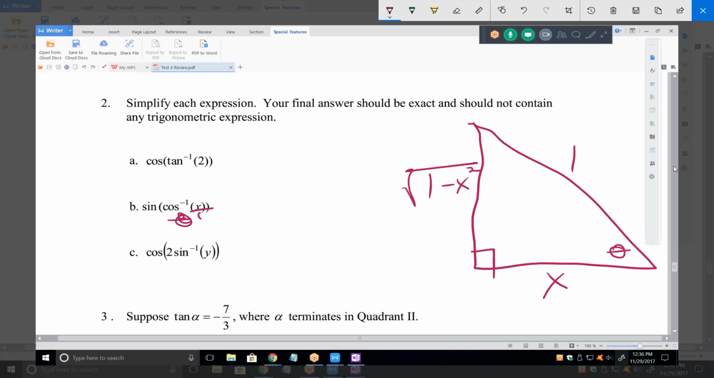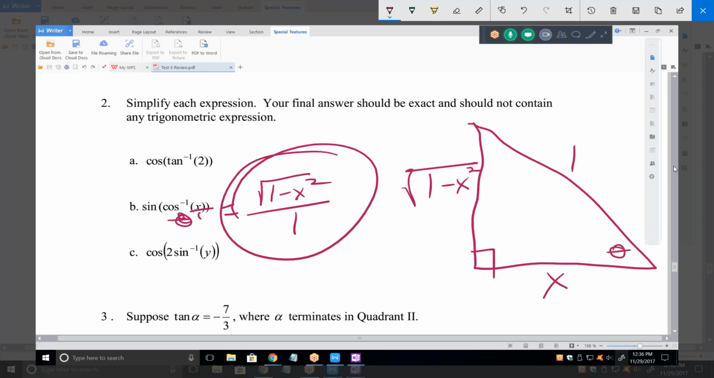Okay. Now, tell me what the sine of theta is, because that's the question. What is the sine of theta of this triangle? The square root of 1 minus x squared over 1. You got it. Now, you don't have to put the 1 underneath, but I actually prefer it because it tells you that you're getting a ratio for an answer.